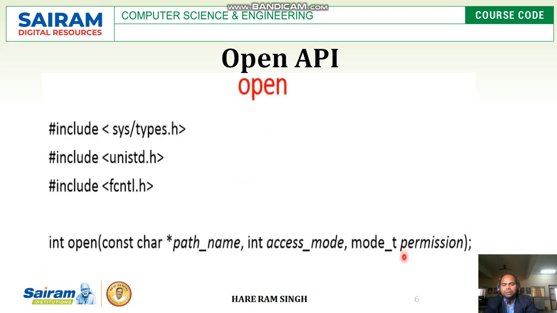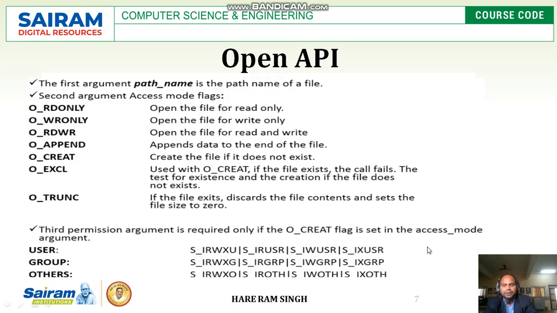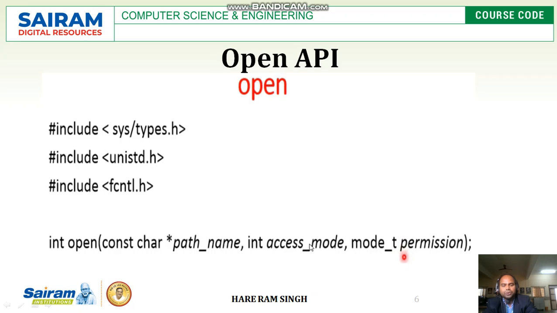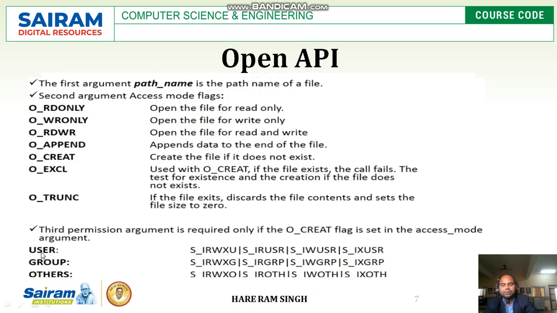The third argument which we saw in the prototype is mode_t permission. The third permission argument is required only if the O_CREAT flag is set in the access mode argument. So if O_CREAT is there, then only this third argument is required, and it has different values. It can be user, group, or other.